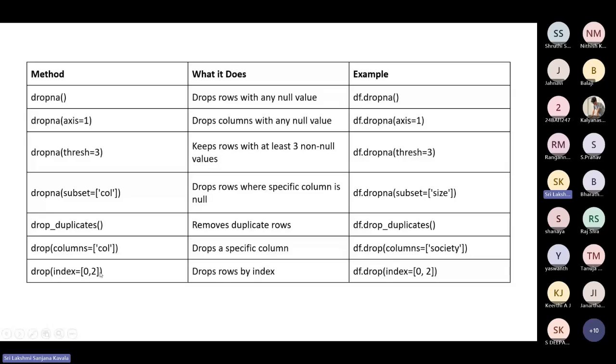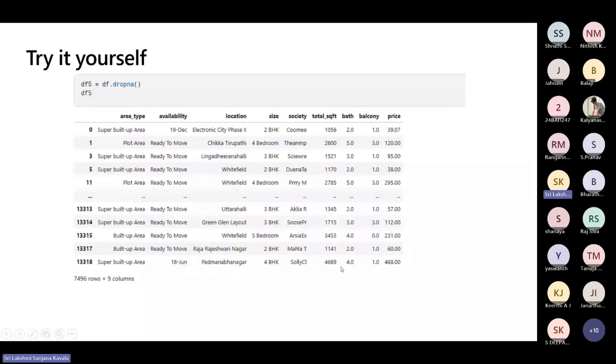Here you can see dropna. Previously we saw some null rows, and those have been dropped. To know whether they have been removed or not, you can check the number of rows and columns. Previously we had some 13,000 rows, and after dropping the null value rows, you can see that there are only 7,496 rows.